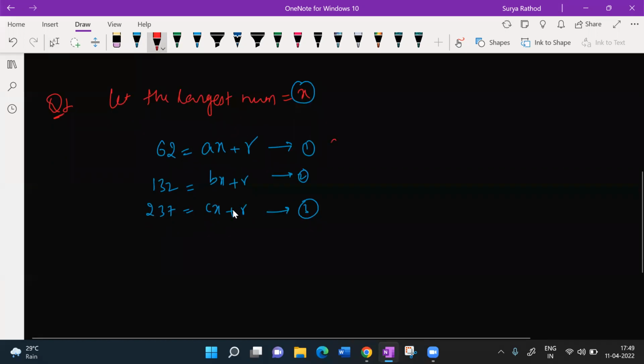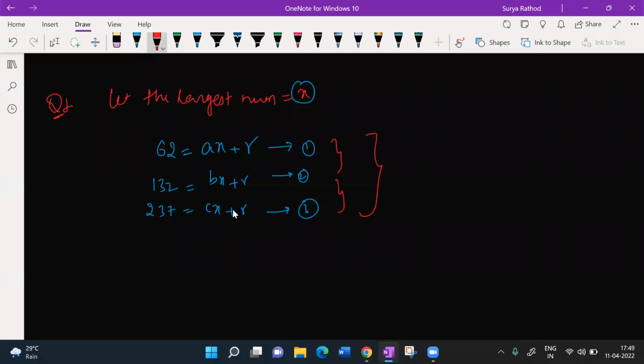Look at it now. Just solve these two, and these two, and these two. So first of all, look at this here. Second equation minus first equation. If I do so, what are you going to get? 132 minus 62 is 70. So bx minus ax. Correct? Yes, sir. So now check.